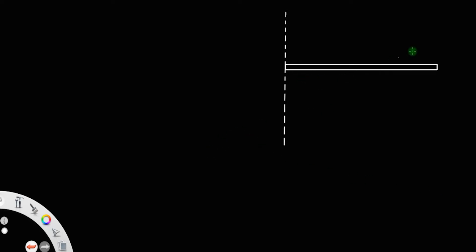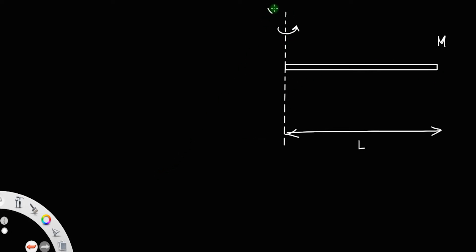Consider a thin rod of length L, that is the total length of this rod is L, and m is the mass of the rod. Now we need to find the moment of inertia of this rod rotating about an axis perpendicular to its length and passing through one of its ends.